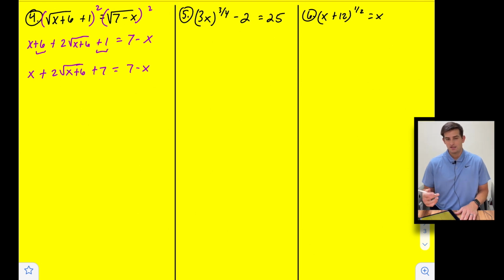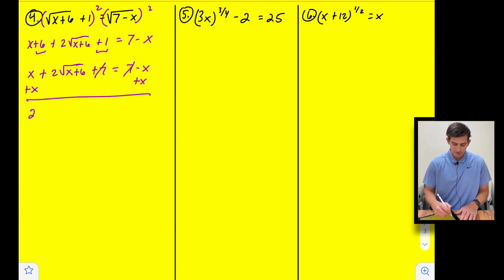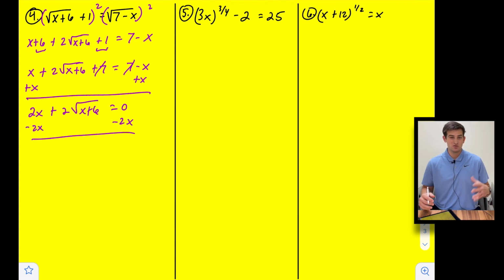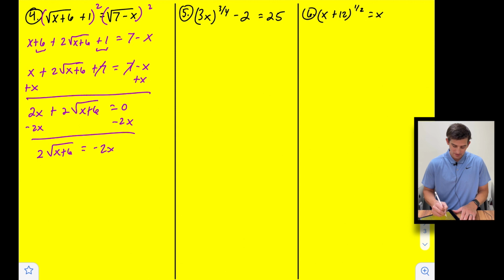Now I notice I have a positive 7 on both sides of my equation, so those will cancel, and then let's add this x over here. So now we have 2x plus 2 times the square root of x plus 6 is equal to 0. Okay, so now we can move our negative 2x, right, which we probably could have just subtracted x in the previous step. So now we have 2 times the square root of x plus 6 is equal to negative 2x.